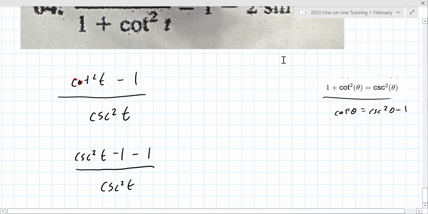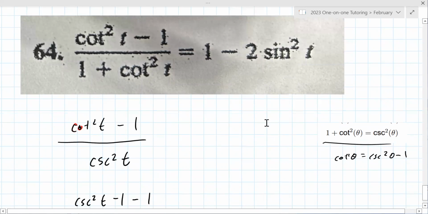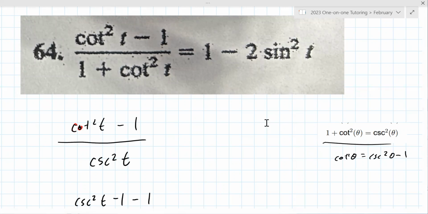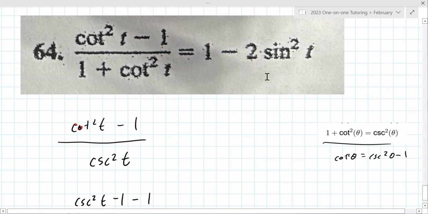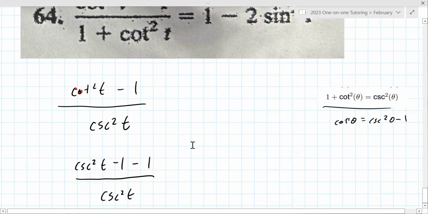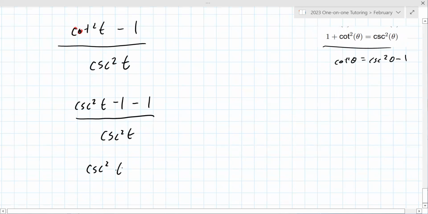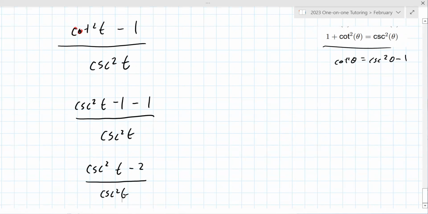You've got to somehow get a 2 at some point. That's kind of another strategy. You try to get the thing that you've got to look for. Those things can help. Okay, so we've got cosecant squared t minus 2 over cosecant squared t. And keep an eye on where you're going. What's your target here? Your target is to make it look like 1 minus 2 sine squared t.